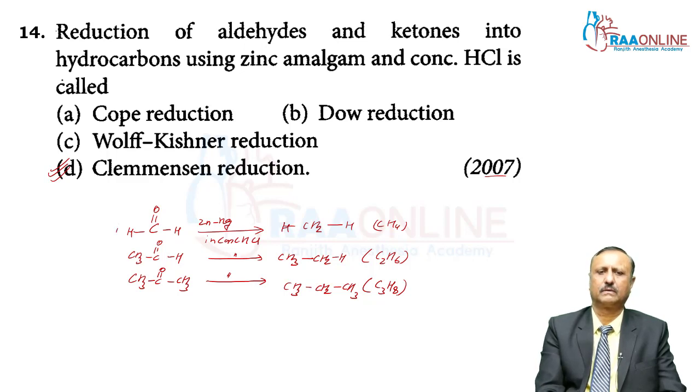In this way you can see here 1, 2, 3, zinc amalgam in concentrated HCl. These all are converted into methane, ethane and propane.